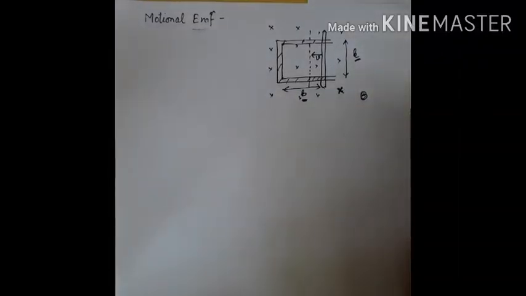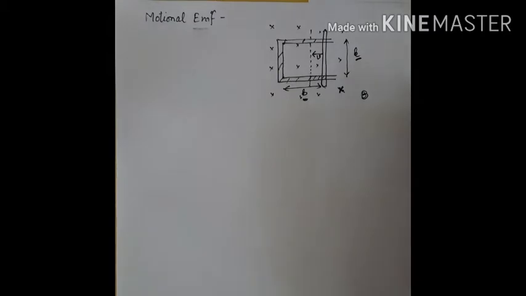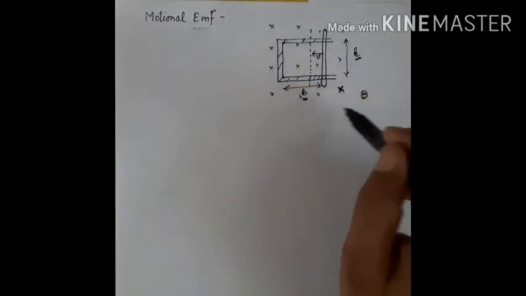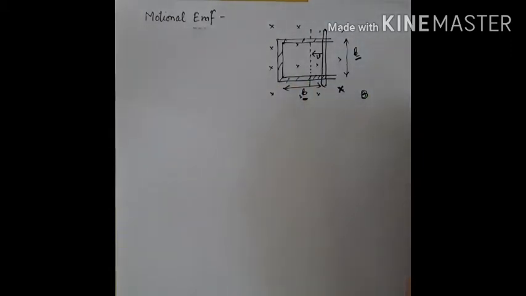In this video, we will discuss motional EMF. Motional EMF means we are inducing an EMF by making this rod move. Now, to understand it, I consider a situation in which the magnetic field is uniform.